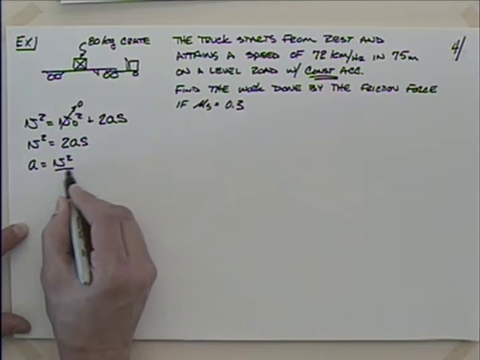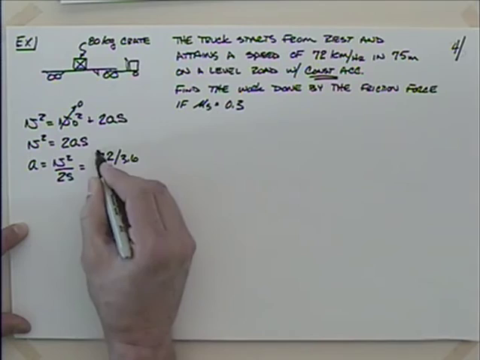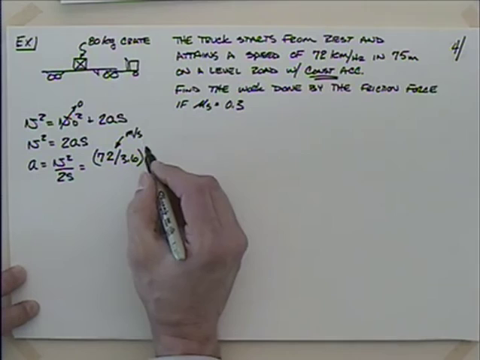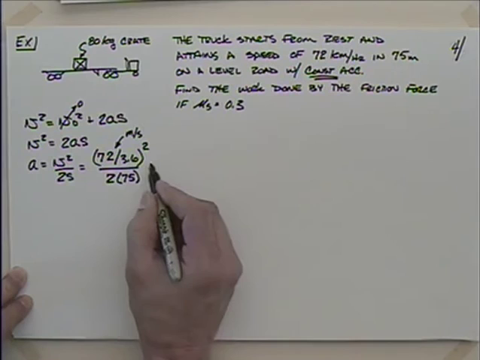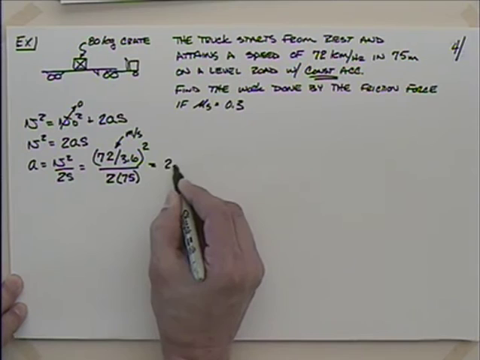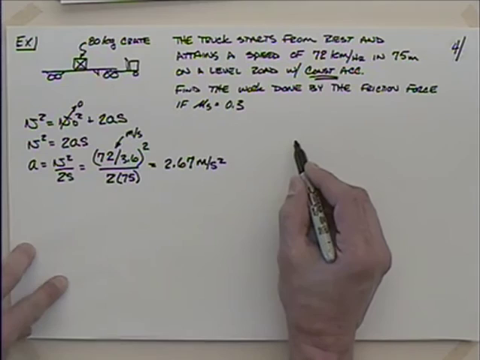So what are we going to have? What was our velocity? 72 divided by 3.6. When I convert, this number is meters per second then. That's why I have that 3.6 there. 3,600 seconds in an hour and 1,000 meters in a kilometer. And then I'm going to have 2 times 75. And since I've got this in meters per second, I can just leave that at 75. You could have converted that 75 to kilometers, but then we've got to get the acceleration in kilometers per second or hour, and we'd still have a mess. This way we come up with 2.67 meters per second squared, which is about a third of the acceleration of gravity, which is probably pretty good for a truck, but certainly not unreasonable. So now I'm going to look at a free body diagram of that crate.